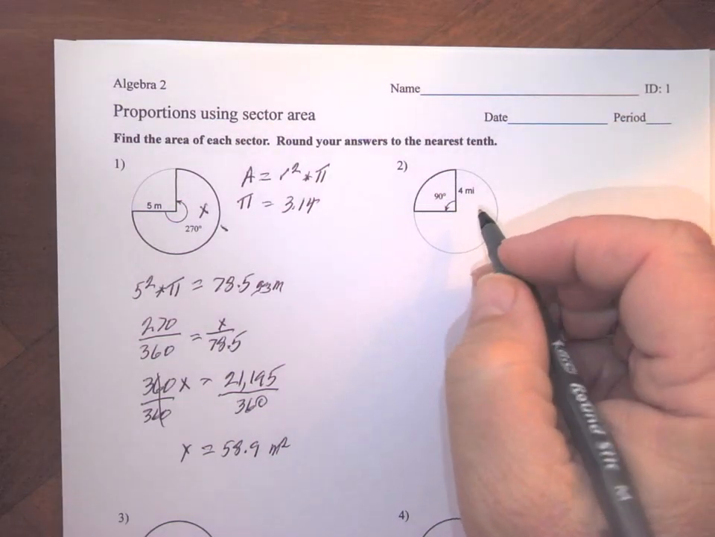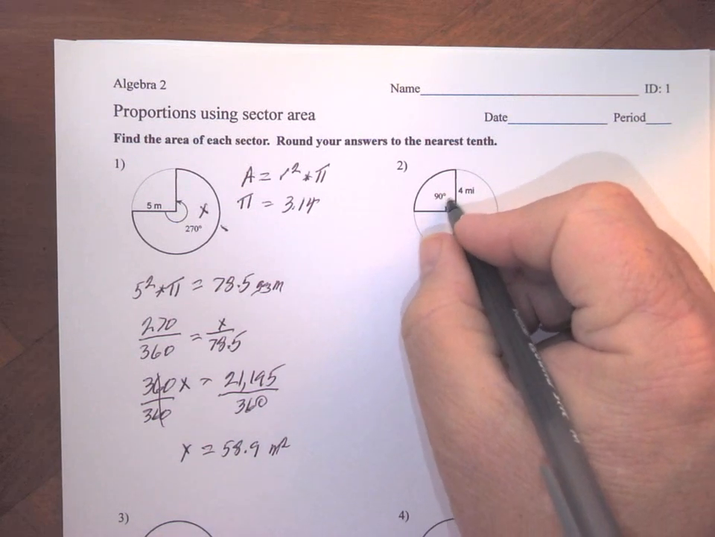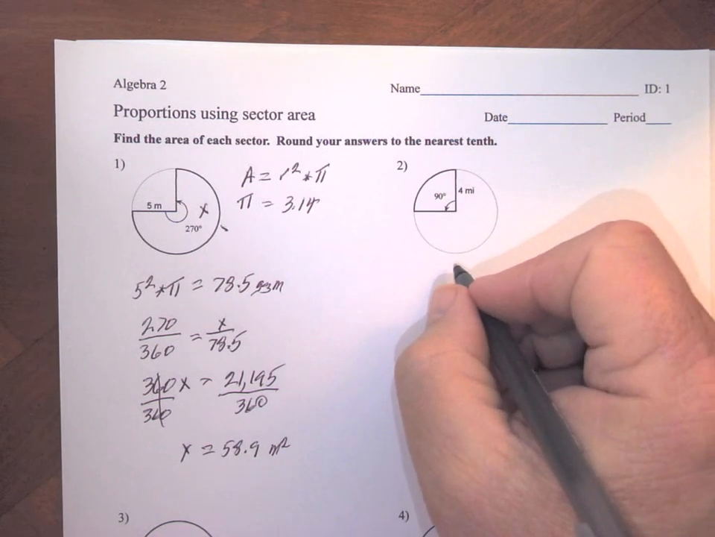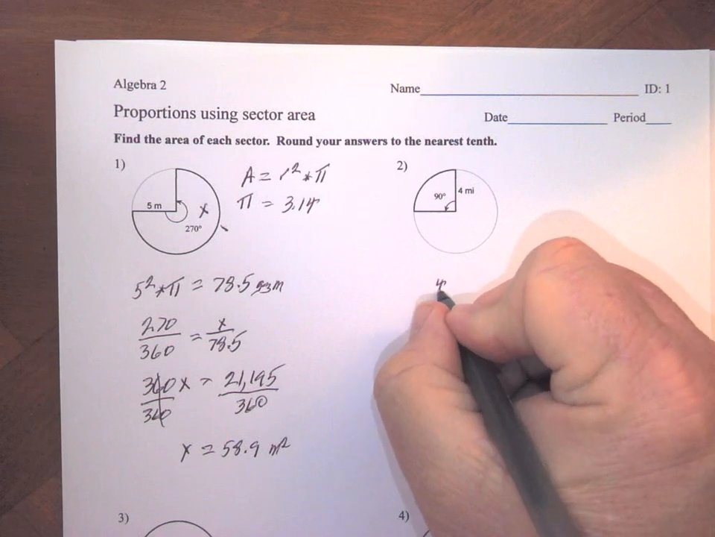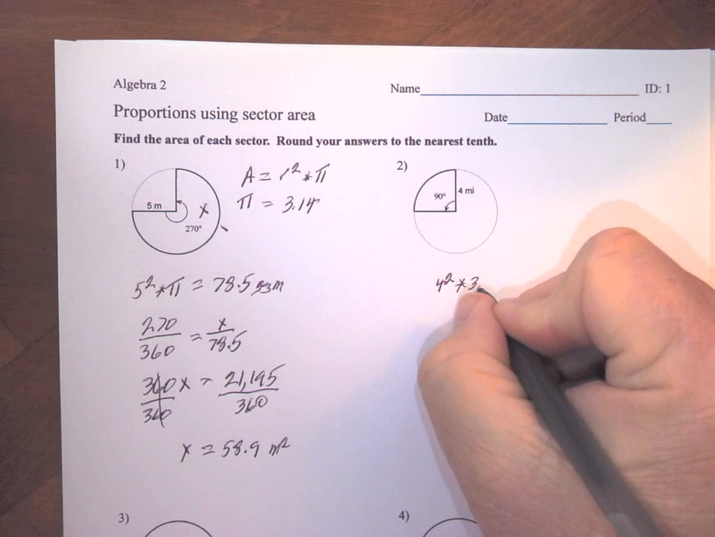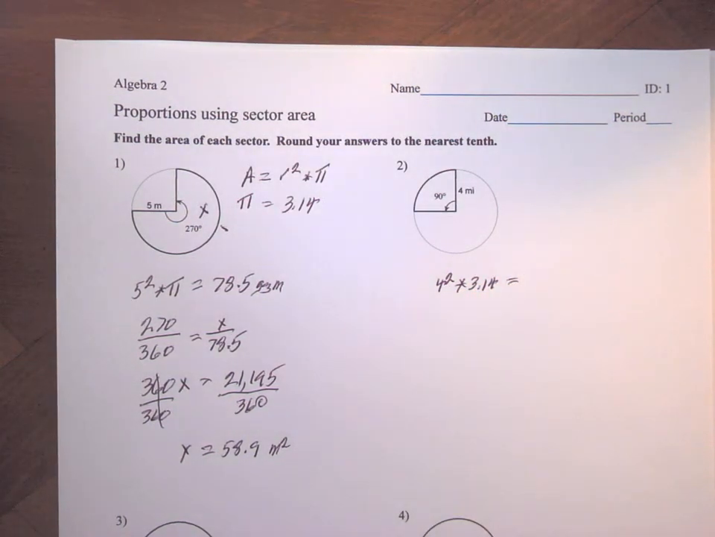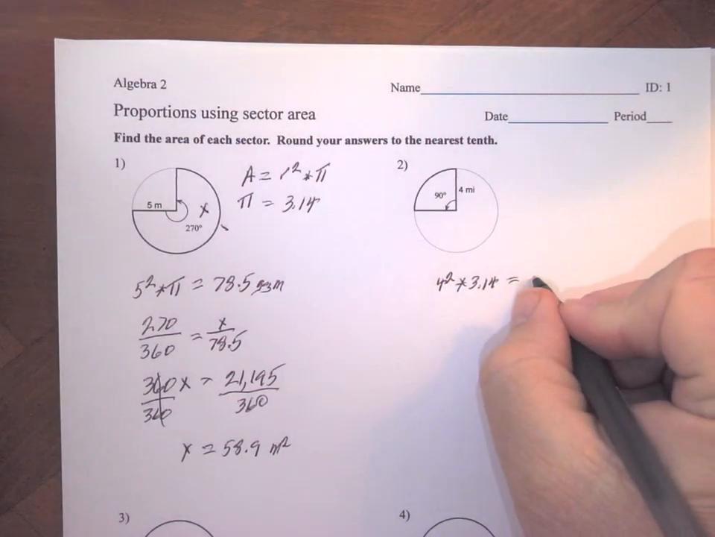Okay, let's look at this one. We're going to do the same thing. We've got to get the area of the total. So this is going to be equal to 4 squared times 3.14. Well, 4 times 4 is 16, so let's take 16 times 3.14. The total area is 50.24. Okay?